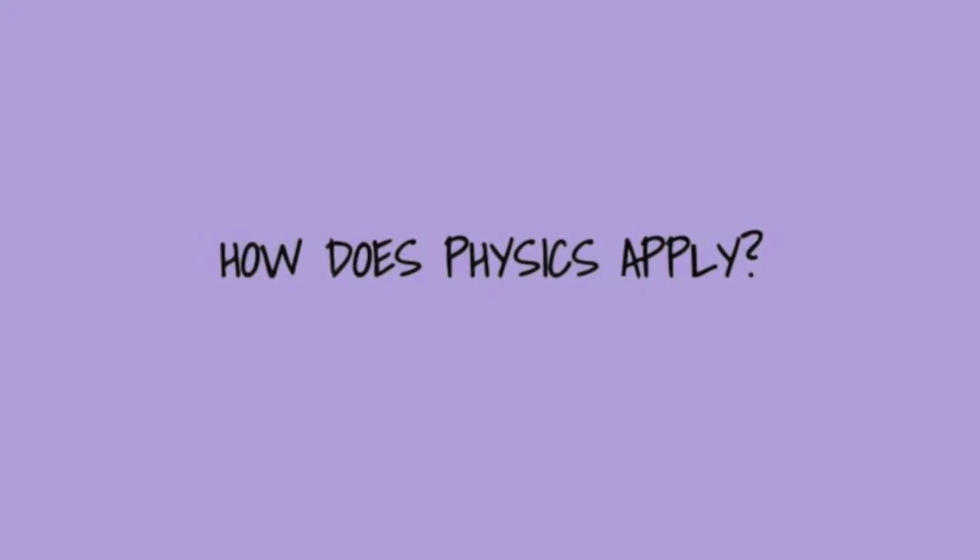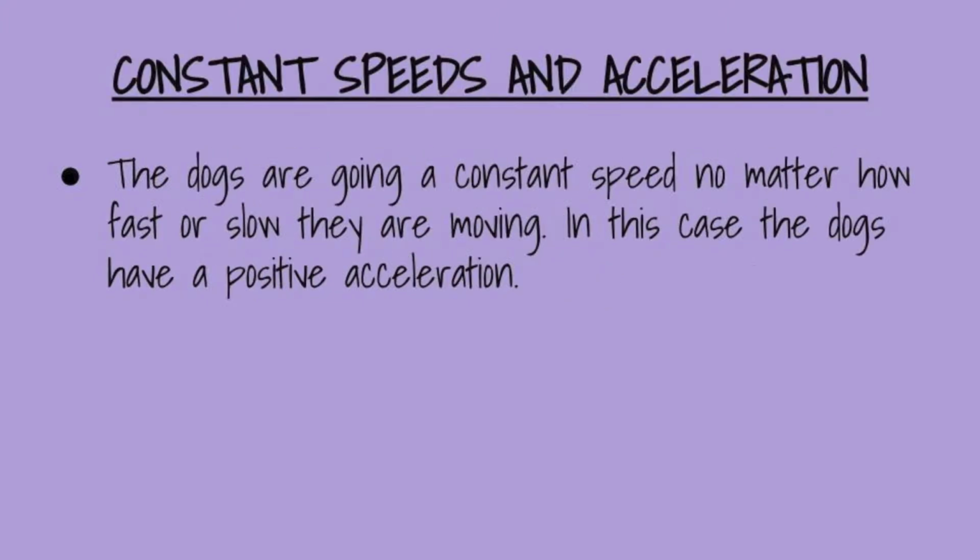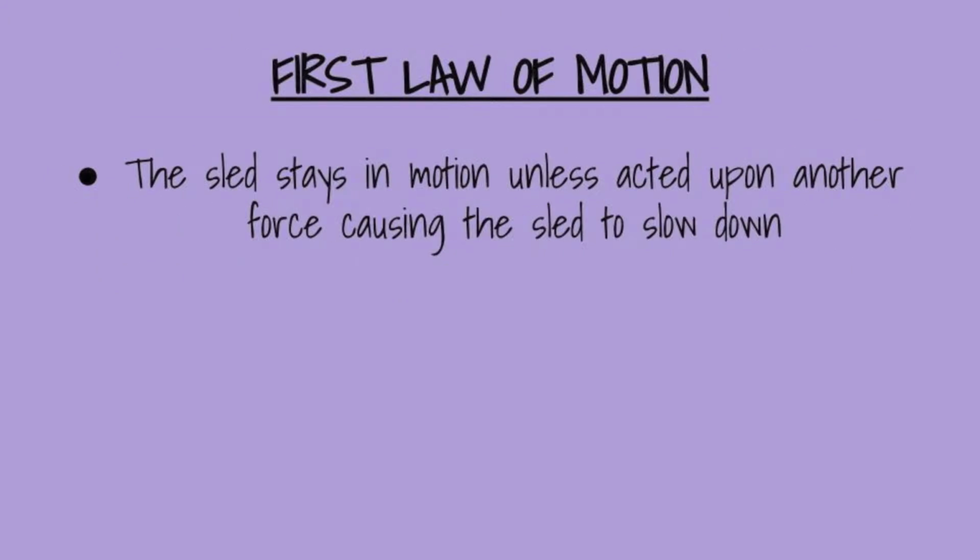How does physics apply? Inertia: the sled will be constantly moving against the snow at a constant speed in a straight line unless Newton's first law comes into play. Constant speeds and acceleration: the dogs are going at a constant speed no matter how fast or slow they are moving. In this case, the dogs have a positive acceleration. First law of motion: the sled stays in motion unless acted upon by another force, causing the sled to slow down.